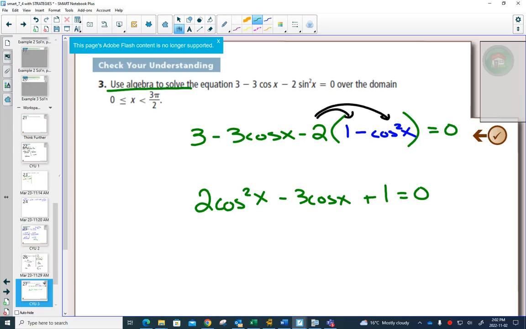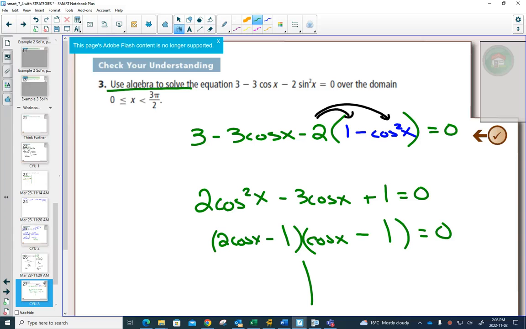At this point, it's quadratic. You could use quadratic formula, or maybe you recognize this one factors nicely. The only way to get 2 cos squared would be 2 cos x and cos x. The only way to get 1 would be 1 and 1. I need my outside and inside to make negative 3, so they would both have to be negative. And now we've changed it from adding to equal 0 to multiplying to equal 0. It's the big powerful thing.